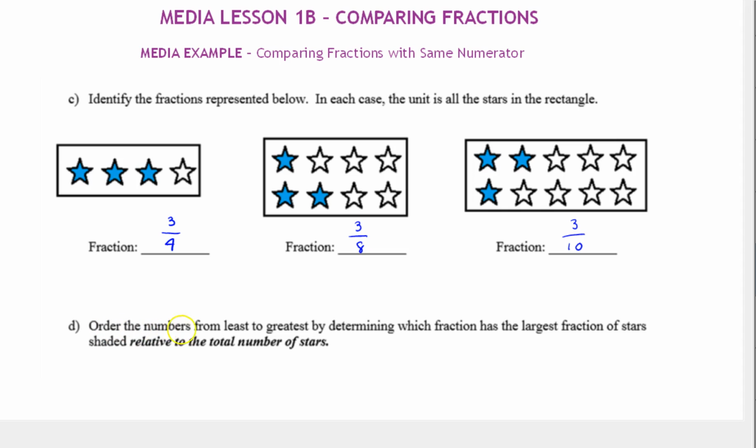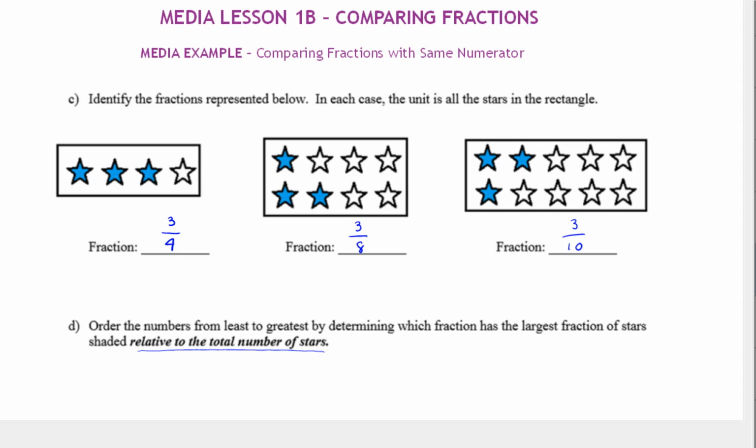Next, we're asked to order the numbers from least to greatest by determining which fraction has the largest fraction of stars shaded relative to the total number of stars. So notice this is bolded and it's in italics. So I want you to think about this. Looking at this, it's not like the last example where we could compare how much just by looking at the relative areas. Each one of these has 3 stars, and the 3 stars are all the same size.